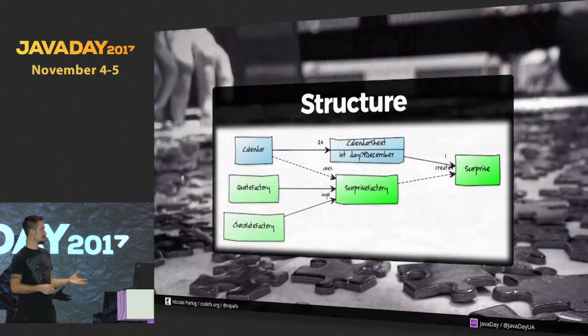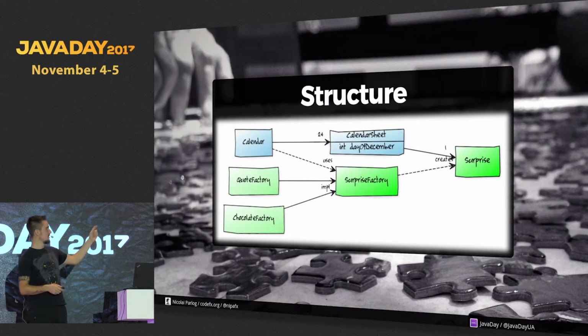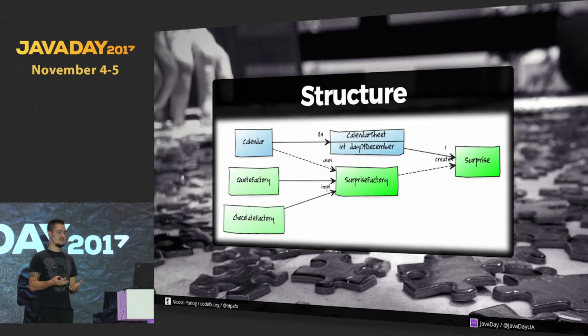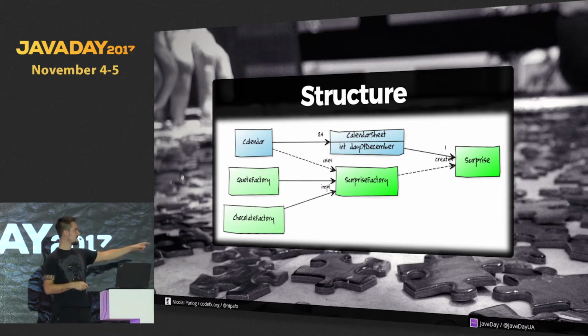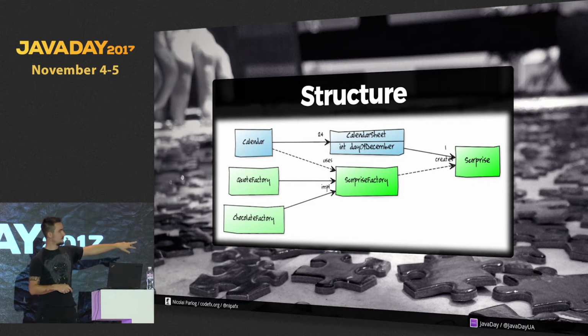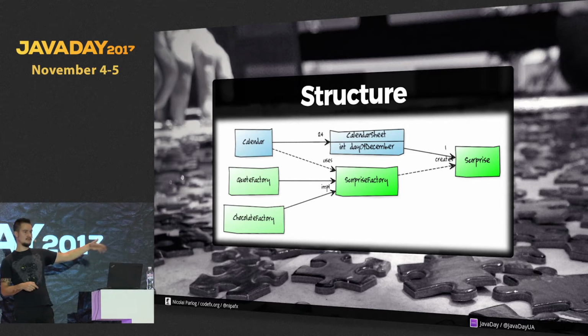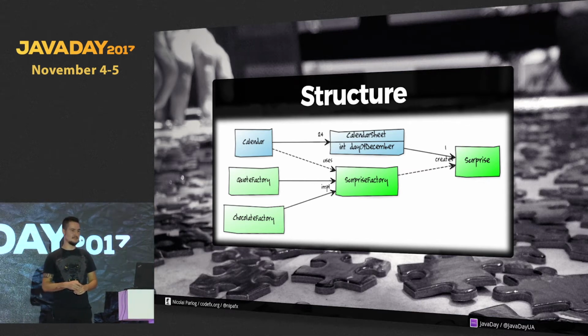It is a small advent calendar, and what that means is you have a calendar which has 24 calendar sheets, and each sheet knows which day of December it is and contains a small surprise. The surprise is an interface, and because with Java we need some indirection, we need a surprise factory too. Then we have two implementations. One creates quotes, the other creates chocolates, and that's it.